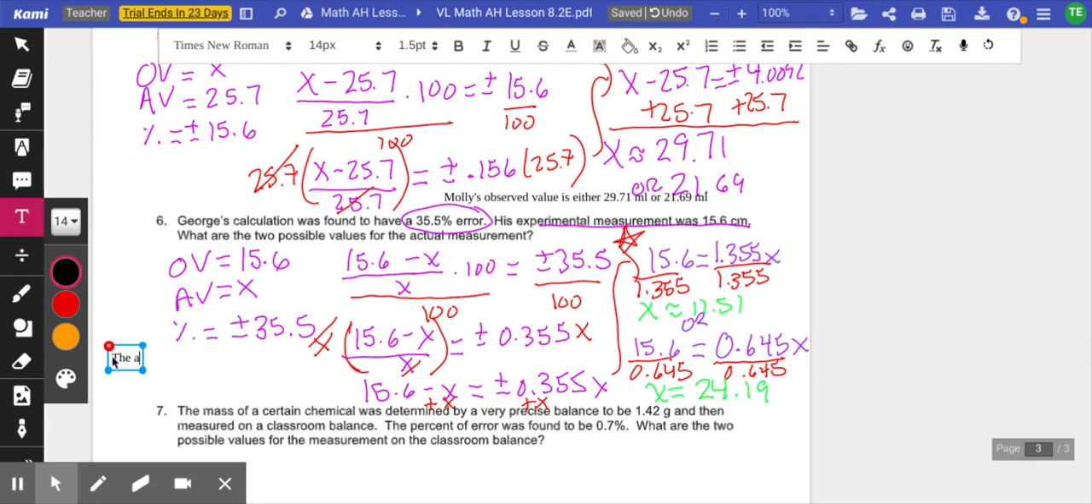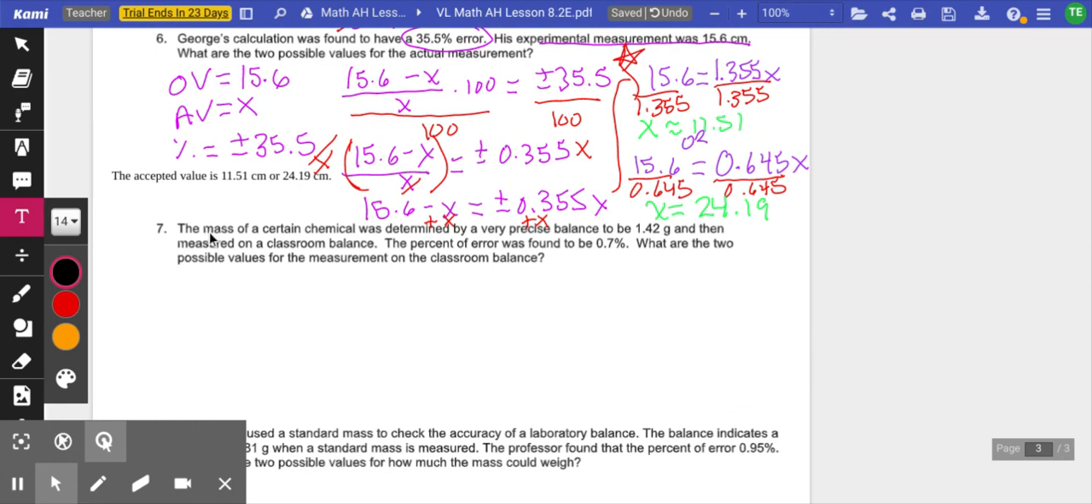The accepted value is 11.51 centimeters if George was high, or 24.19 centimeters if George was low.